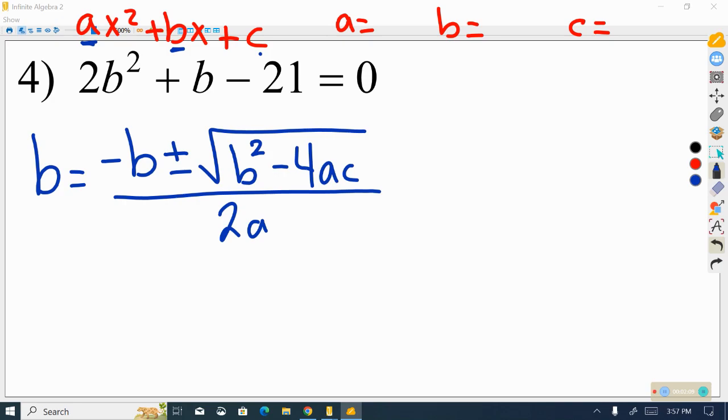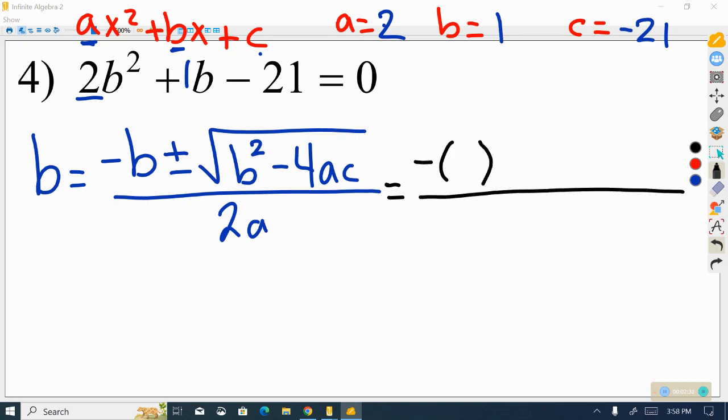So let's go ahead and figure out, in this case, A would be equal to 2. B would be this invisible 1 right here, and C would be negative 21. Okay, so as I taught everybody in class today, we will be using this idea of putting blank parentheses everywhere where we see a letter.